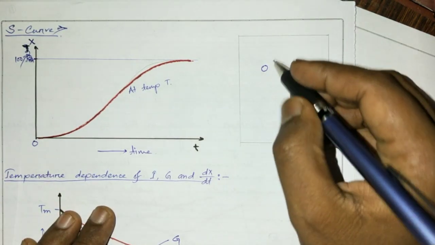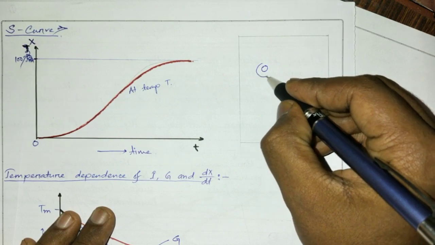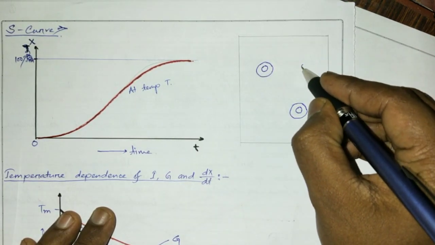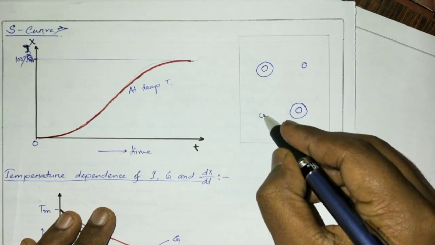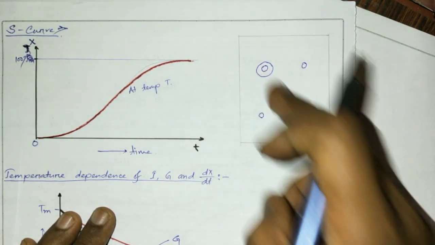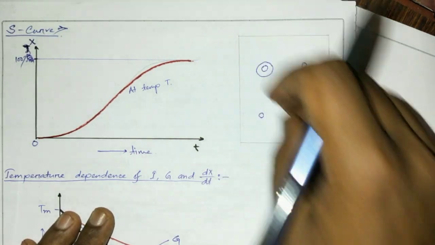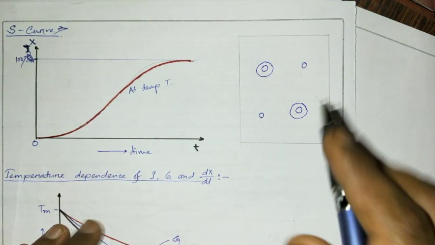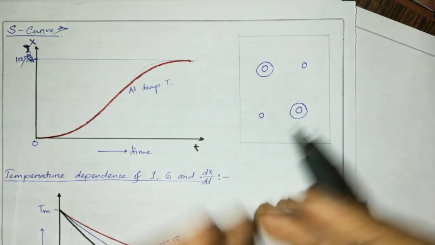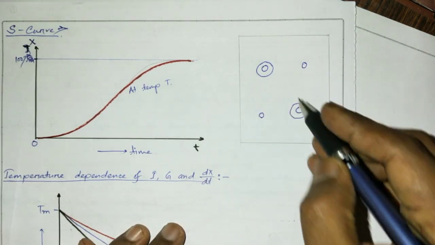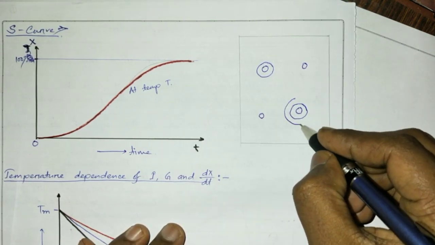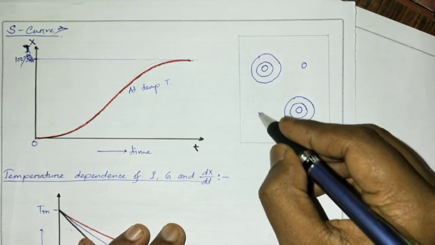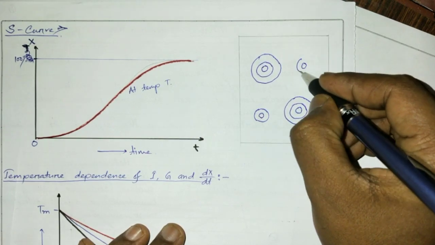Next, what will happen? These nuclei will enlarge, that is, growth of these nuclei takes place, and new nuclei will be formed. Now during the starting phase there are very few nuclei and the growth is also small, so the transformation rate is low. But as the transformation keeps going, the growth of the nuclei continues and new nuclei are continuously formed.